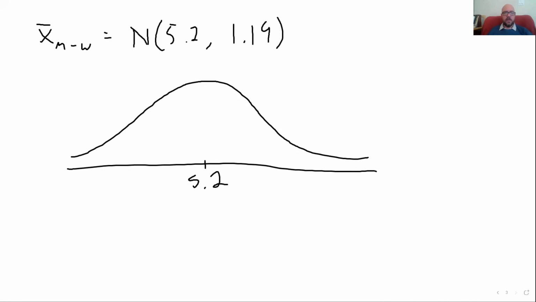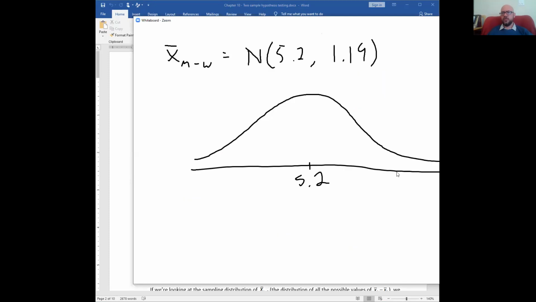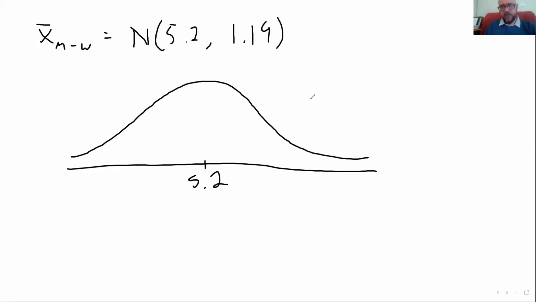And then within that, now we're going to actually answer a question now that we found a sampling distribution here. I want to find the probability that in a sample of 10 American men and 10 American women, the average height of the men is at least 6 inches greater than the average height of the women. Well, we're going to do that exactly the same way we did the previous one, which is just shade, right? So for the average height of the men to be at least 6 inches greater than the average height of the women, that means that we are looking over here. Right, so very similar to what we did before, it's just got a different standard deviation. This is going to be a smaller percentage.